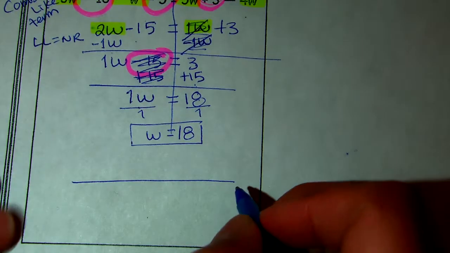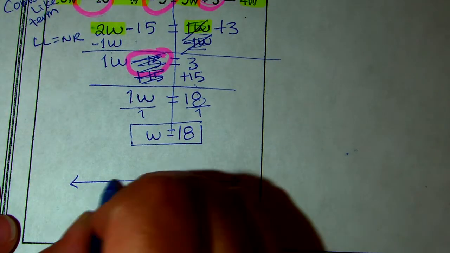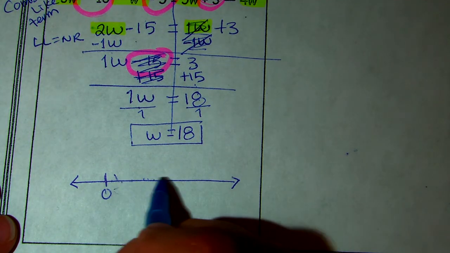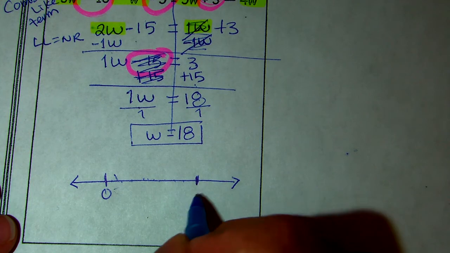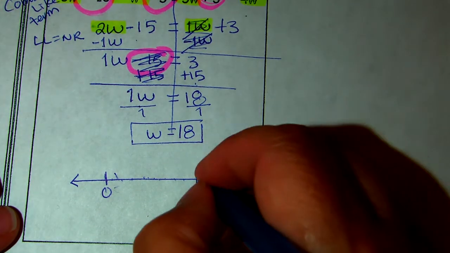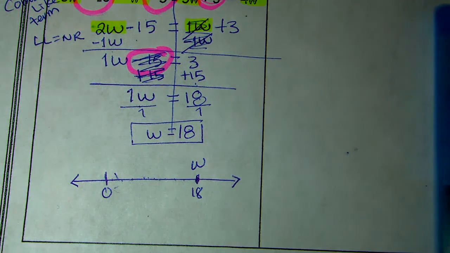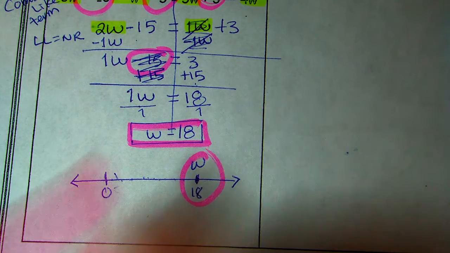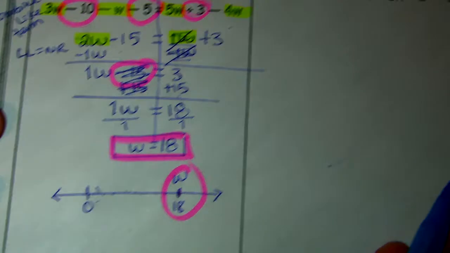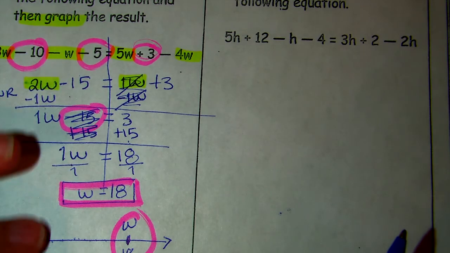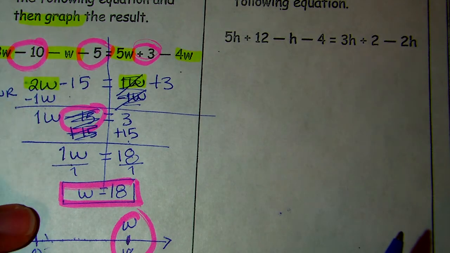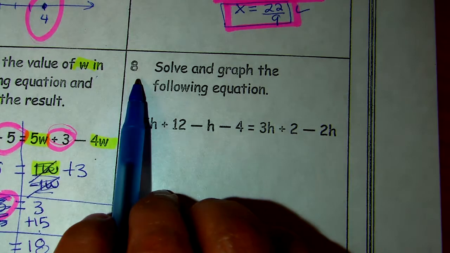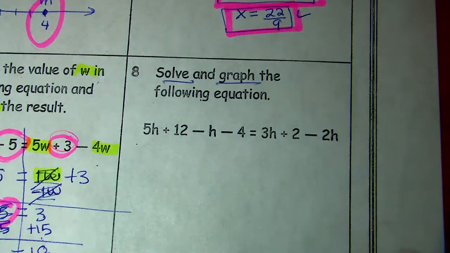It's asking you to graph. So remember, you draw the number line. Here's the 0. We count 17 spaces. We can just assume that the 18 is over here. And here's where the W is. And this is your answer. Okay? All right, as you watch the video, you need to show that you did all this work. It's like attending the class. Okay? All right.